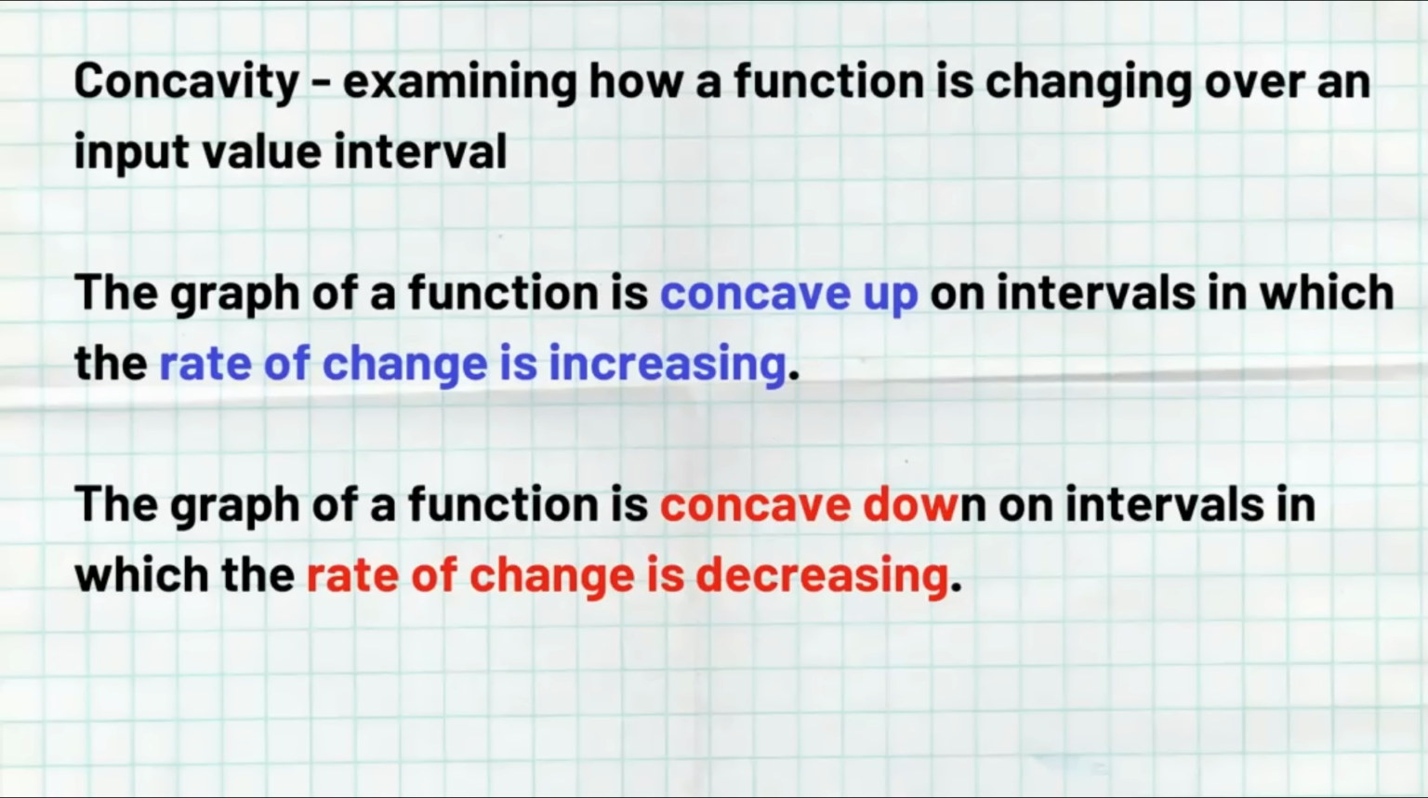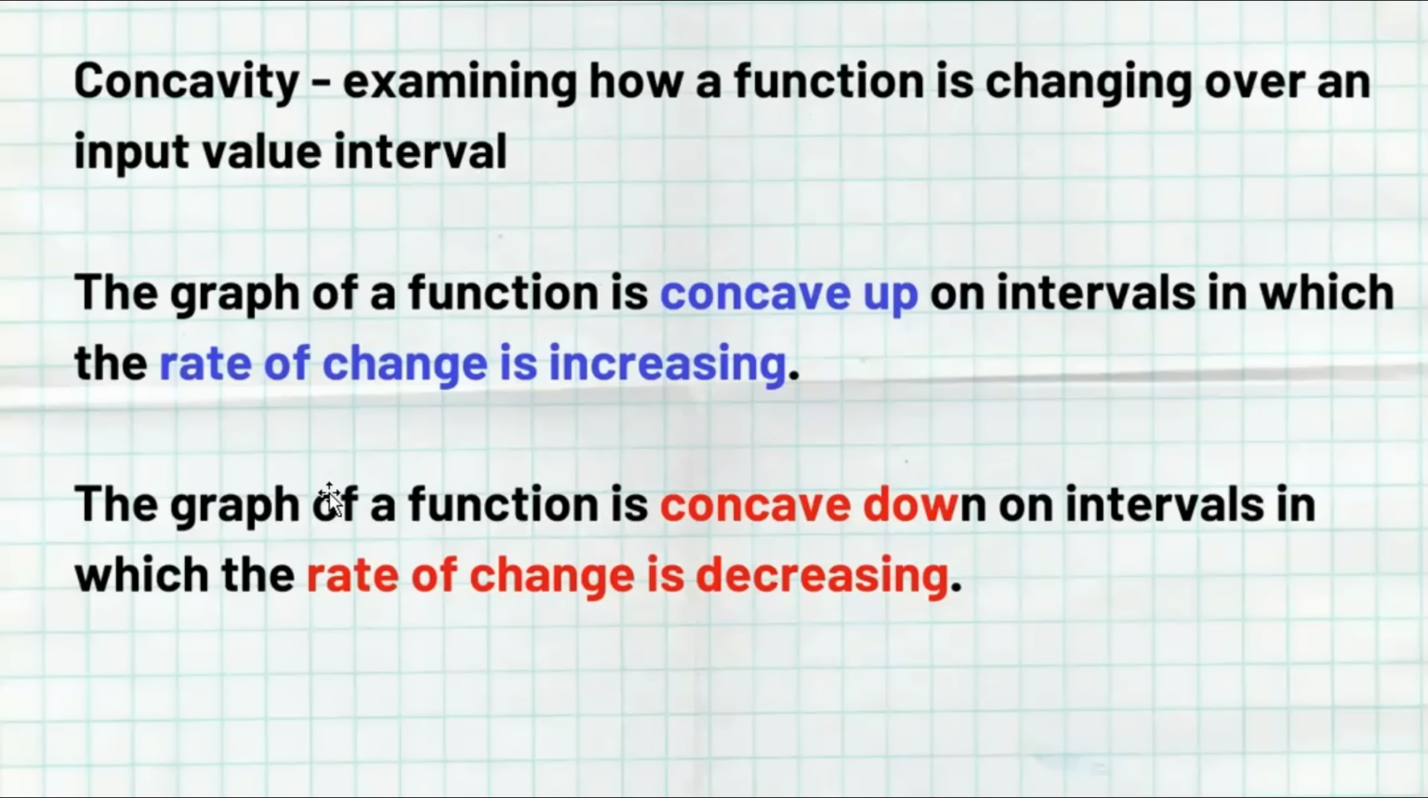All right, now the next big concept is concavity. When we're talking about the concavity of a graph, we're examining how a function is changing over an input value interval. So the graph of a function is concave up on intervals in which the rate of change is increasing. The graph of a function is concave down on intervals in which the rate of change is decreasing.